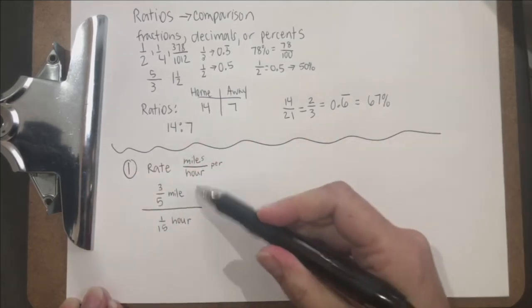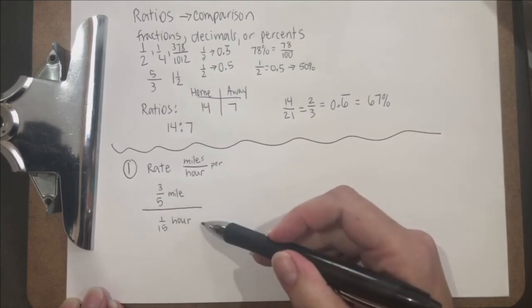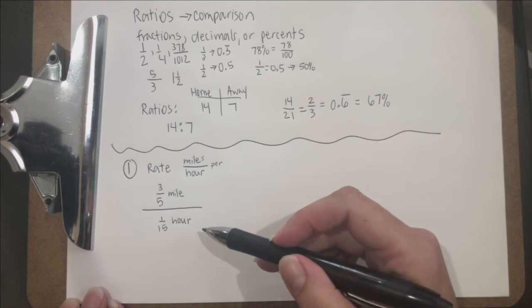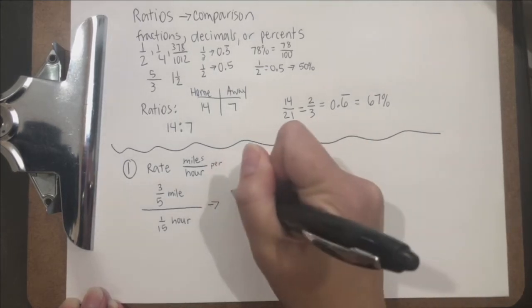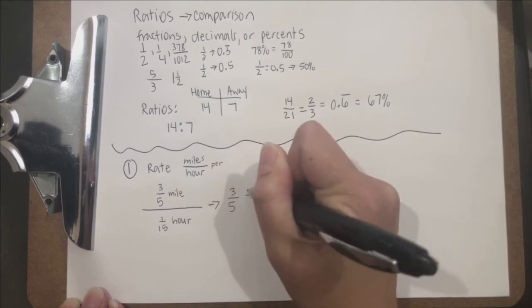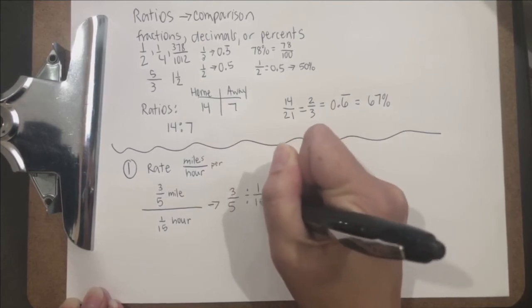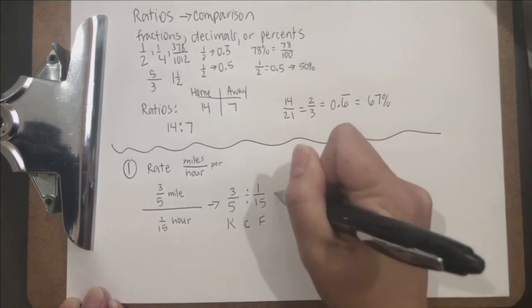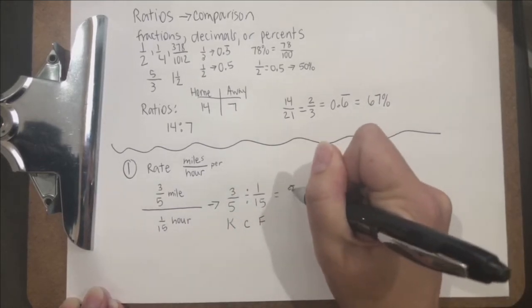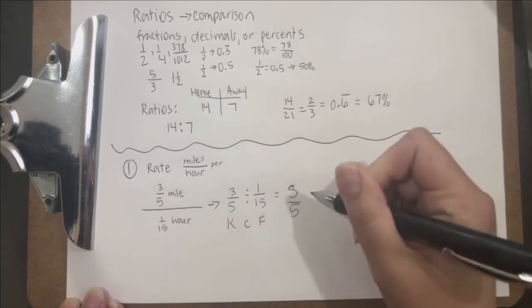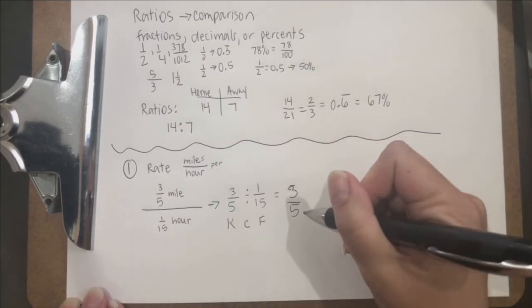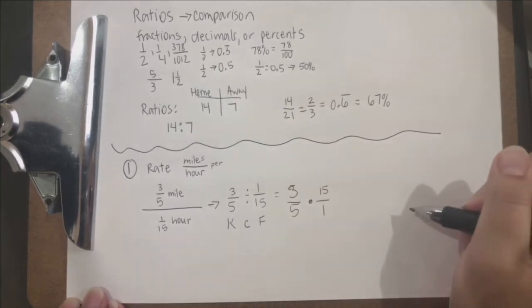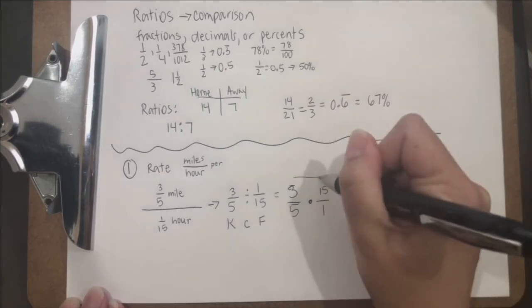And now we just have a superfraction. You guys know how to solve superfractions. You remember this, right? We rewrite this as 3/5 divided by 1/15, and then we keep, change, flip. So this becomes 3/5, I almost flipped the wrong one, 3/5 times 15/1. And now we'll just multiply straight across.